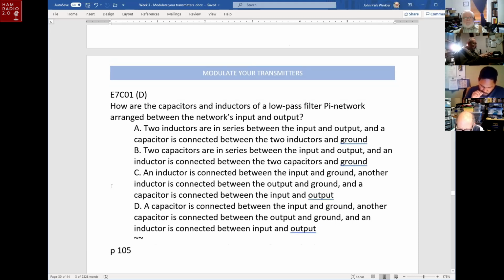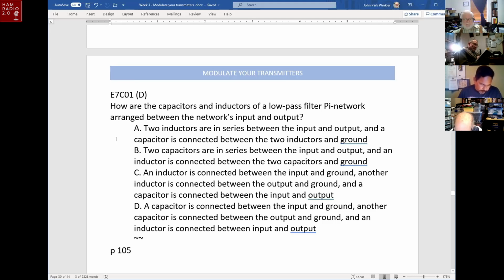7CO1. How are capacitors and inductors of a low-pass filter pi network arranged between the network's input and output? And I want to refer you to page 105 here, and the diagrams that are there. A pi network is one where you have 3 elements, and it looks like the letter pi if you eliminate the ground line at the bottom. So that's why it's called a pi network. It looks like the Greek letter pi.